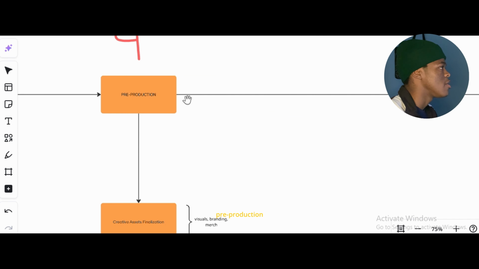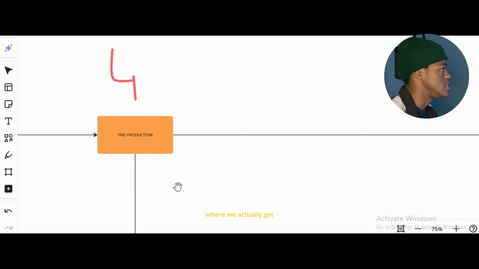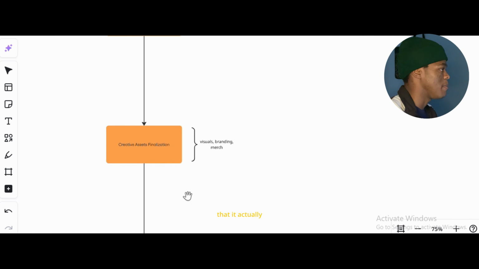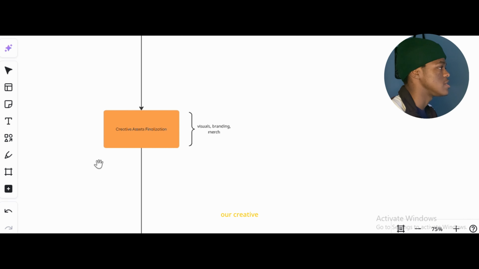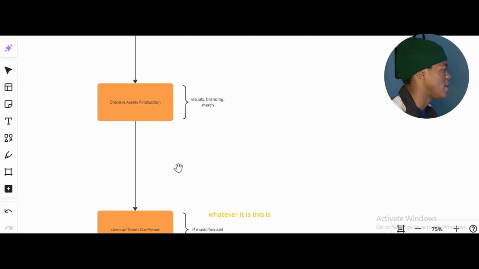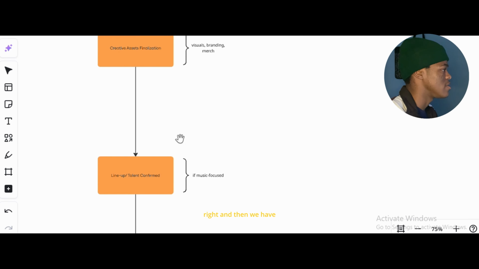And then we come to stage 4, which is the pre-production. This is before the event, most probably the day before or the week before. This is where we confirm everything that's going to be happening throughout the event, making sure that it actually happens. As you can see, our creative assets finalization: visuals, branding, merch, everything. This is where we see what is solidified, what is actually going to be at our event.